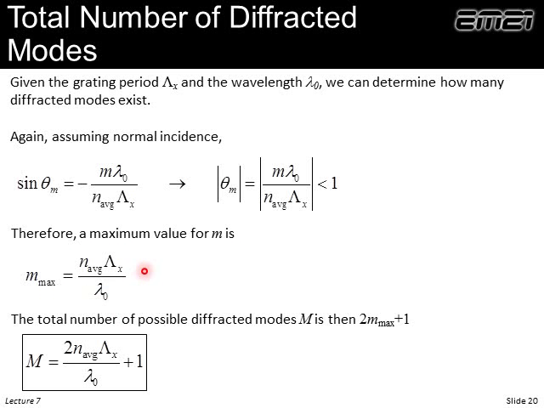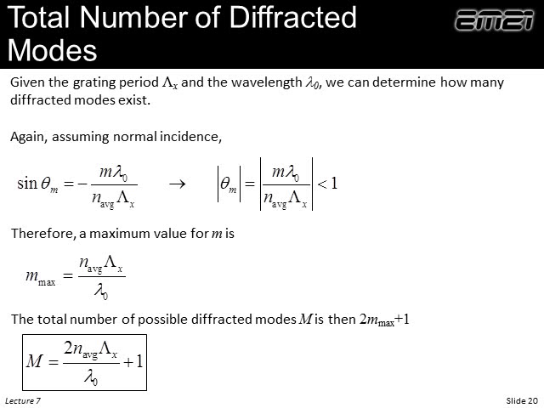Since we have normal incidence, our diffraction is symmetric, so we will get minus this number up to positive that number in terms of the orders of diffraction. And if we add all that up, here's the number of diffracted modes we'll have as a function of grating period. Now clearly, as grating period grows, we get more and more diffracted modes. Now, if you use this equation directly, you'll get fractions. You'll get 6.5 diffracted modes. What that really means is it's 6 diffracted modes. We round down. The half one doesn't really count.